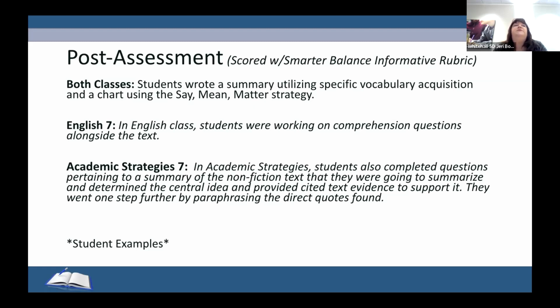So what I did too is I used an organizer from Scope that I added to where it pulled out the central idea, pulled in key details that would support that from the text, and I took it further to have them paraphrase those key details and those direct quotes right on that organizer to take that into the summary.